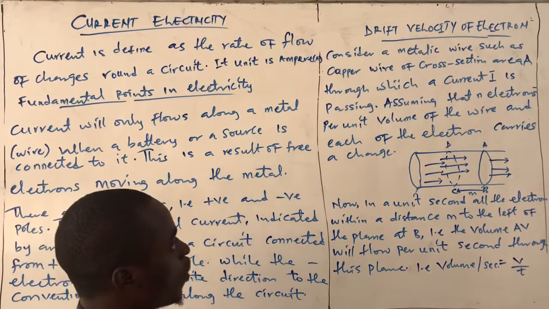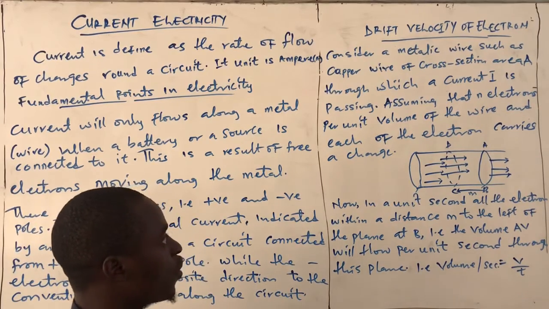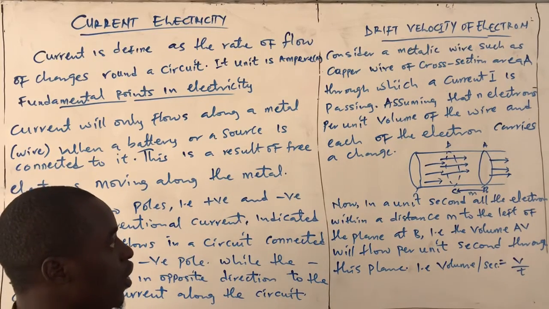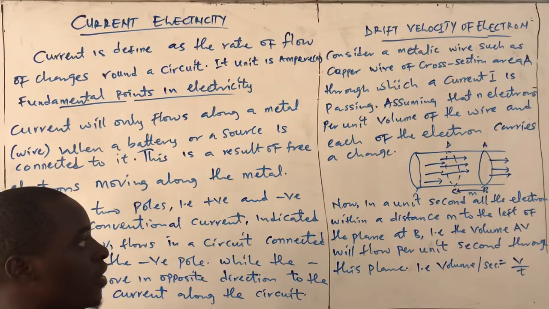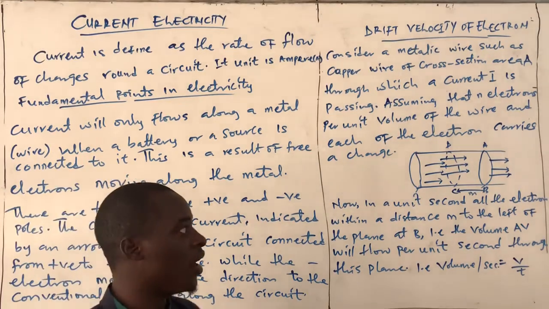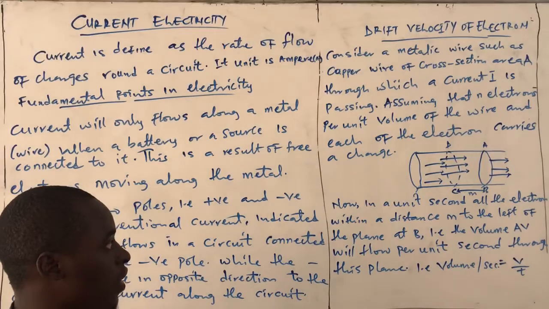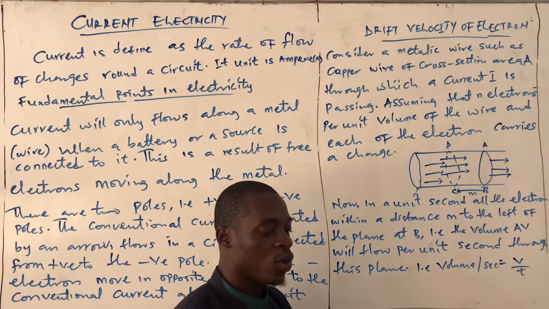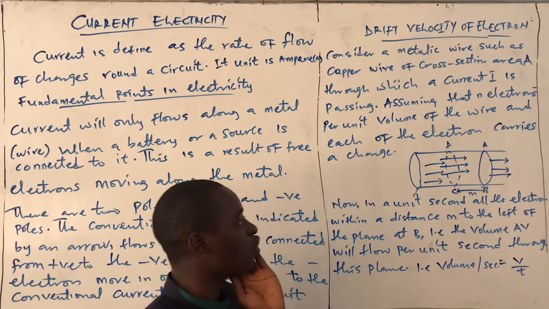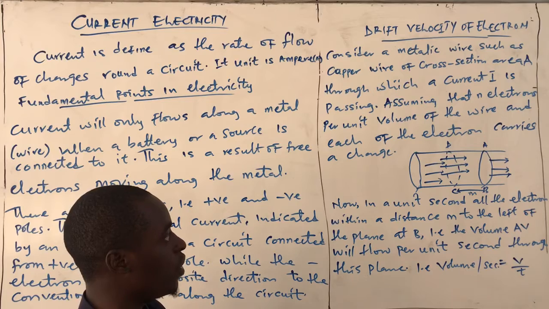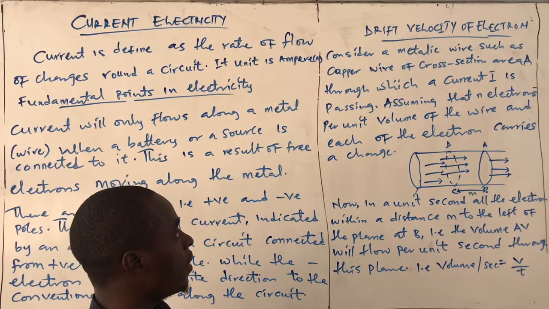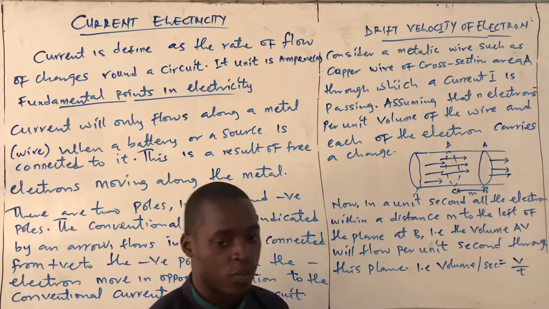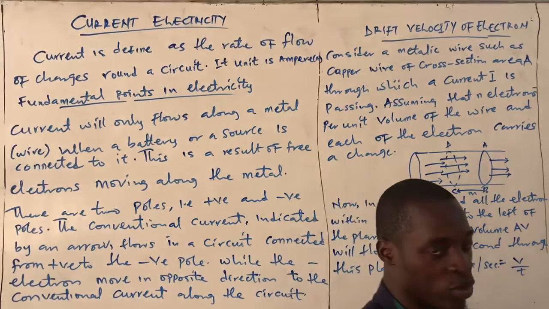So now we have what we call drift velocity of electrons. If you consider a metallic wire, such as a copper wire of cross-sectional area A, through which a current is passing, assume that we have n electrons per unit volume of this wire, and each electron carries a charge. So we can have this diagram. This is just to show us how a current can pass through a cylinder, used as an example.